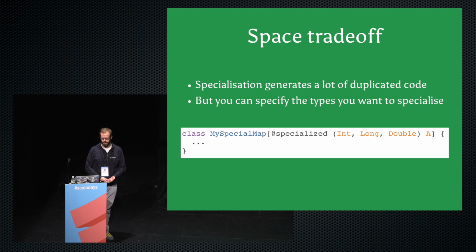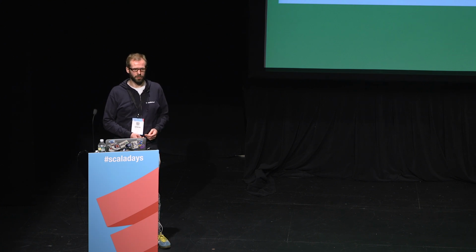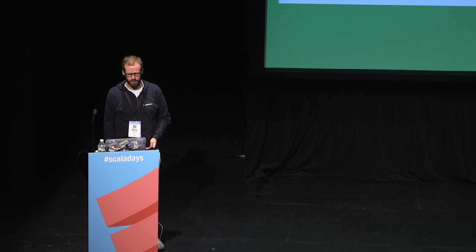One thing that you can do is to specify the types that you want to specialize on. So here I've said that I only want to generate specialized versions for int and long and double. So then there'll only be 4 classes, I guess: int, long, double, and any ref. But like Dimitri said in his presentation earlier today, it's not that helpful, because say if I'm a library author and I want to release my special map to the world, how do I know what types people will want to use it for? I just have to make a guess.